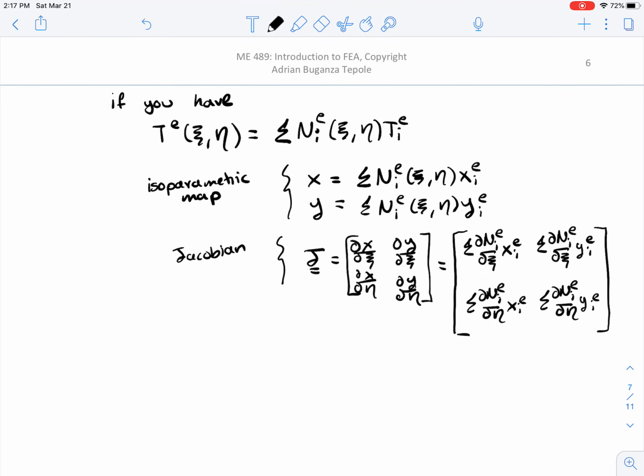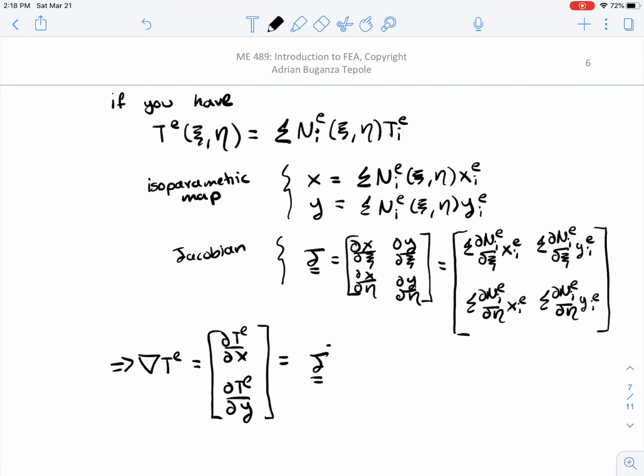So this is the Jacobian matrix. Given these two things, now you can actually calculate the gradient. If you want the gradient of the temperature when you have the basis functions defined in terms of psi, eta, you still want the derivative of Te with respect to x and derivative of Te with respect to y. But now you have to use the chain rule, and essentially what that ends up being is you need the inverse of the Jacobian. So if you can calculate the Jacobian, you can calculate the inverse.